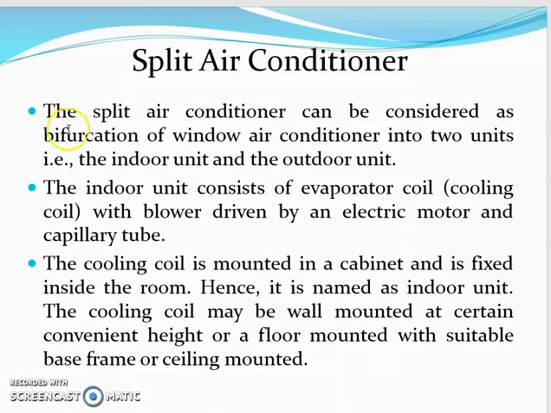The split air conditioner is considered a bifurcation of the window AC into two units, one indoor unit and another outdoor unit. The indoor unit consists of the evaporator coil, also referred to as the cooling coil. Why? Because with the help of the evaporator only we get the cooling effect. So the indoor unit mainly has the evaporator coil and capillary tube. The capillary tube is used as an expansion device, and we also have the evaporator blower, which is used to supply the cold air back to the room.